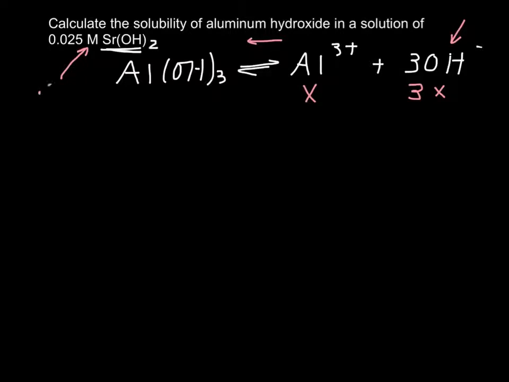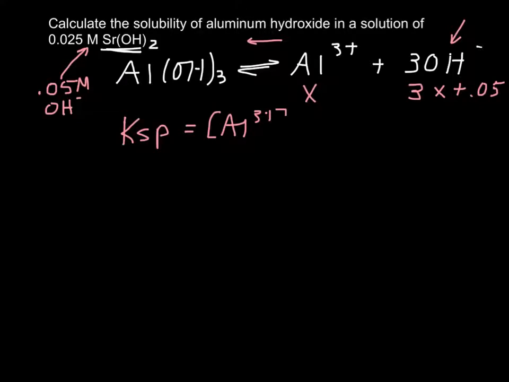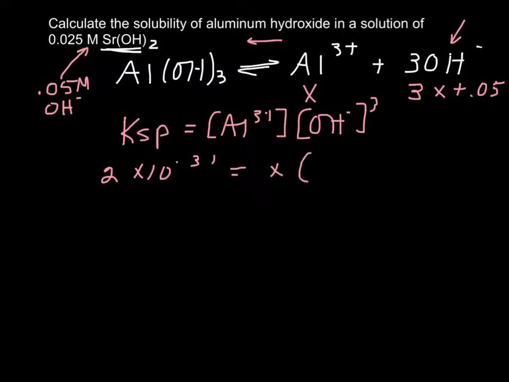So I'm going to look at this, and I still have x of this and 3x of this, but from this source I have more hydroxide, Sr(OH)2, so it's going to add 0.05 molar hydroxide. So I'm going to say I have x of aluminum ion, and I have 3x plus 0.05. And then I write my Ksp expression, which is aluminum ion times hydroxide ion cubed. The Ksp for aluminum hydroxide is still 2 times 10 to the minus 31. So we're going to set that equal to x times 3x plus 0.05 cubed.